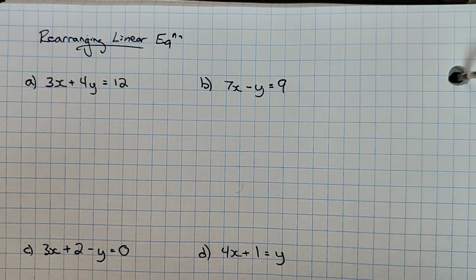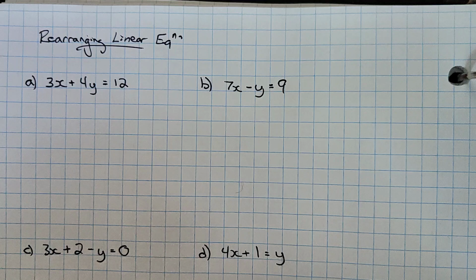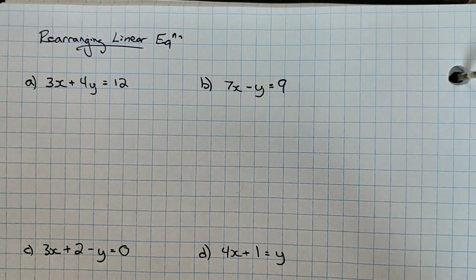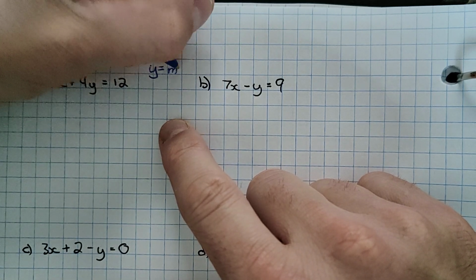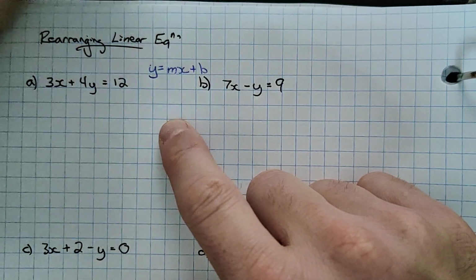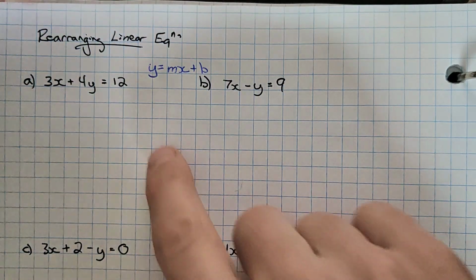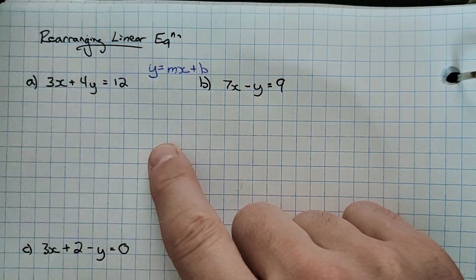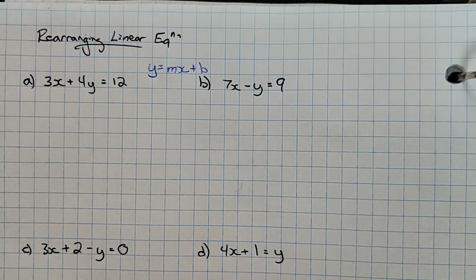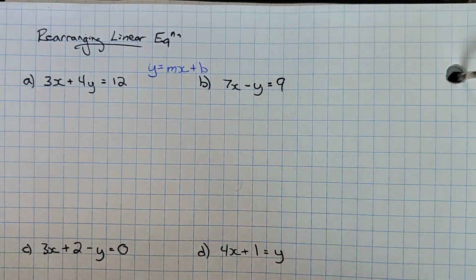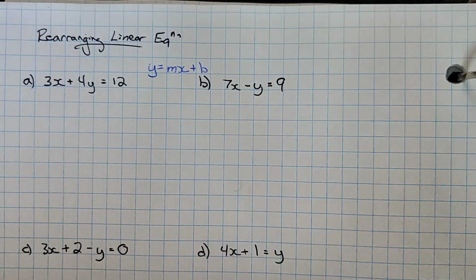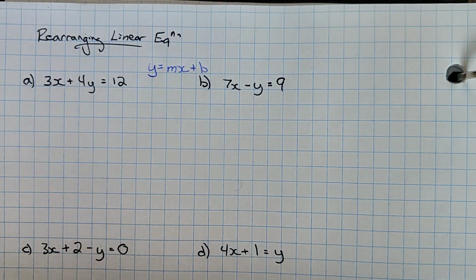All right, so just some quick review again on rearranging linear equations. When we're rearranging linear equations, the goal is to get everything in the format of y equals mx plus b. So we want that format where m is our slope, b is our y-intercept. When we're making these kinds of rearrangements, what we need to focus on is getting the y on one side and everything else on the other side.